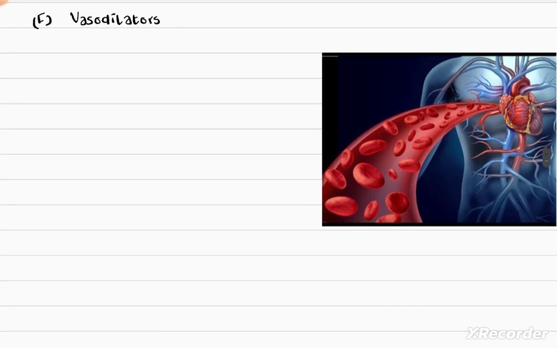Now we have vasodilators, and as the name indicates, these are the drugs that dilate the vessels, and this is how they will decrease the preload and the afterload. The drugs in this category are nitroglycerin. These are the drugs that improve the symptoms of heart failure by decreasing the preload, they offload the heart, decrease the work of the heart, and this is how they are useful in improving the symptoms of the heart failure.